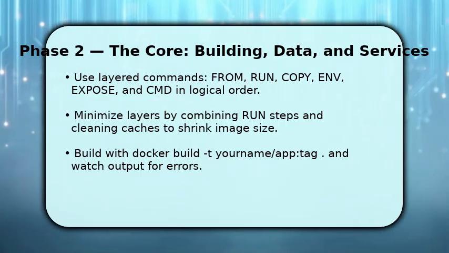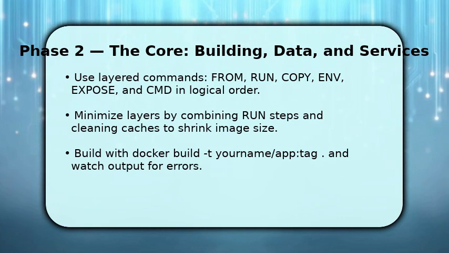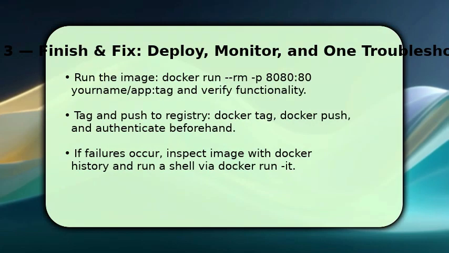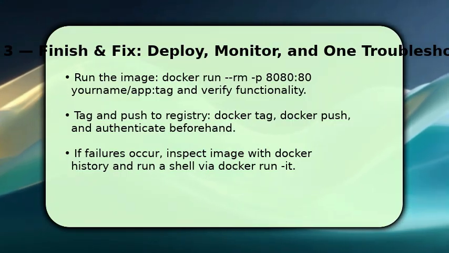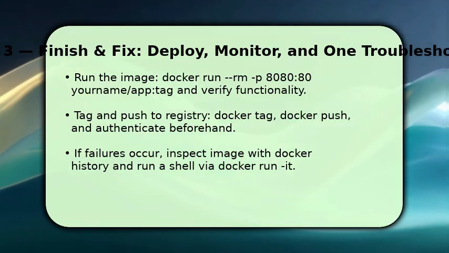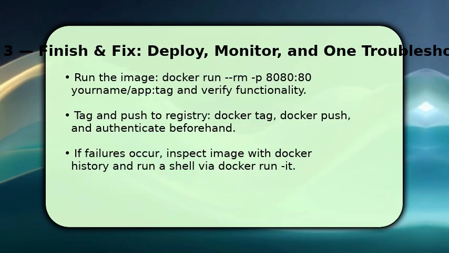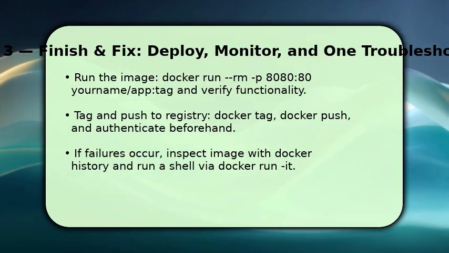Finish by testing and publishing the image. Run docker run --rm -p 8080:80 yourname/app:tag to verify behavior. If all functions, tag appropriately and push to a registry after docker login. Make sure labels and version tags are meaningful.